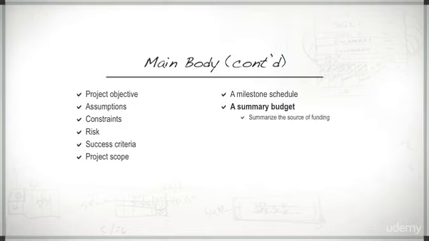Of particular interest to the sponsor will be the summary budget or budget estimate. In this section, summarize the source of the funding, how the funding will be received, and a summary of the full budget or a budget estimate. Reference the full budget and include it as an attachment to the project charter. Along with the milestone schedule, this is one of the most important sections of the project charter as far as funding decisions are concerned.